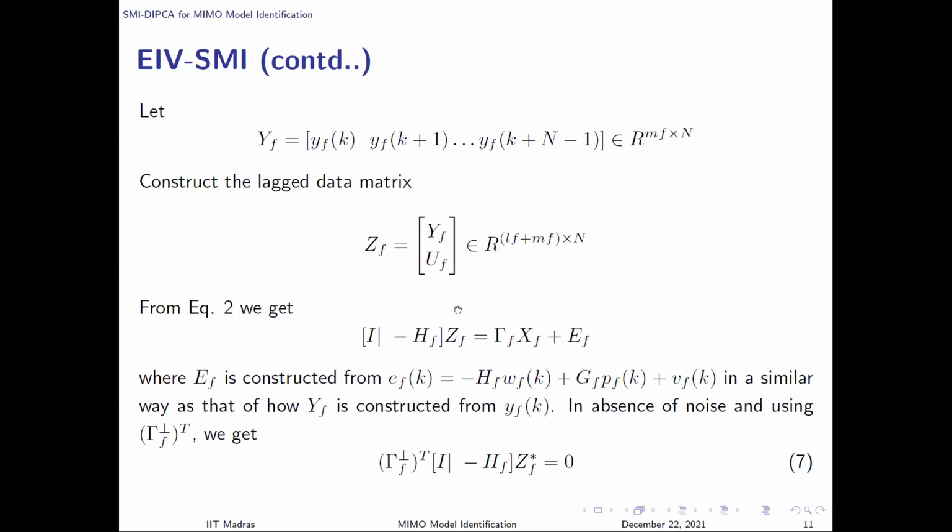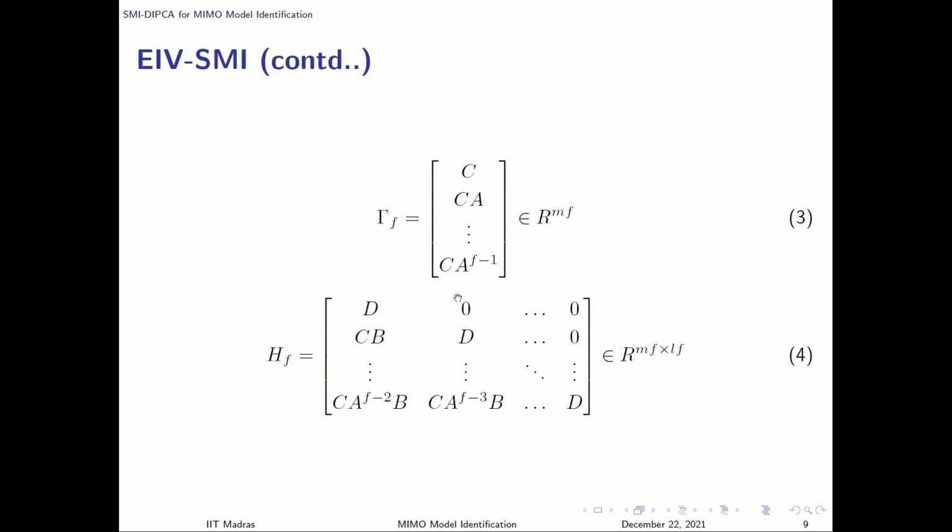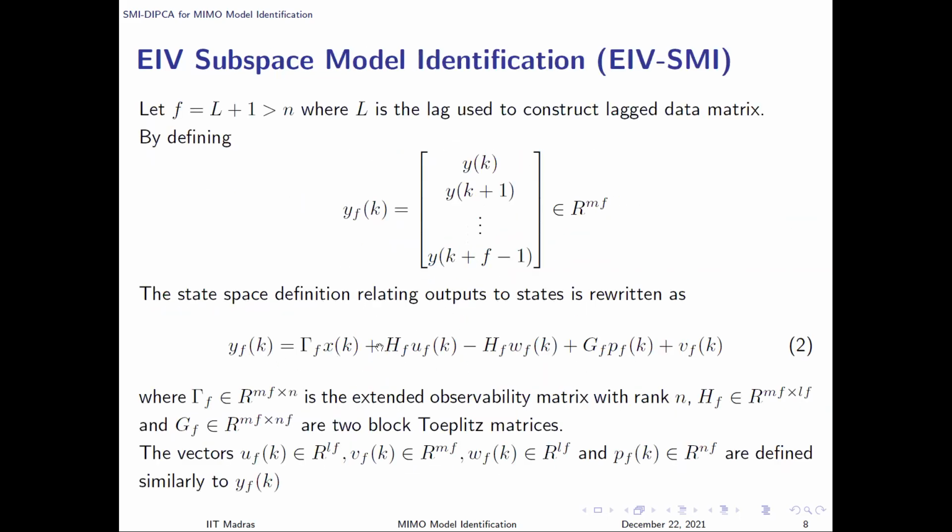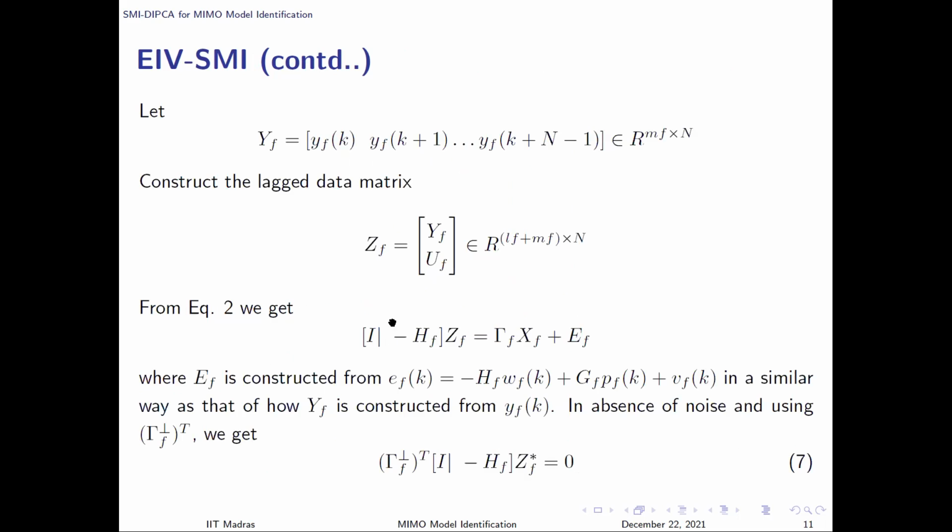Okay, so now in terms of the Z, once you have taken your HFUF to the left-hand side, you can write it compactly in this form. Some matrix times ZF is equal to gamma F XF plus EF, where XF is defined exactly the same way, XK stacked up to XK plus F minus 1. And this EF is nothing but the composite noise term. Now, if noise is absent, this EF will go to 0.